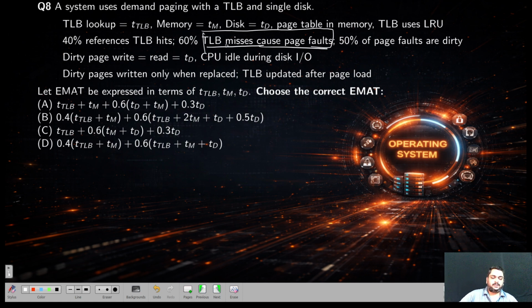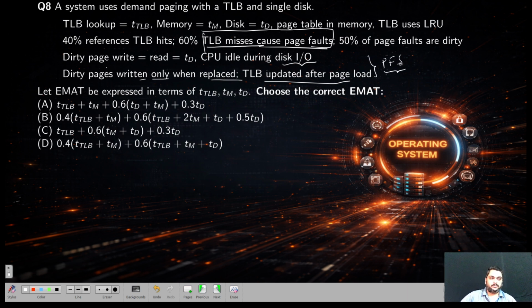Why? Because your usual formula assumes that not all TLB misses cause a page fault. But here they are mentioning that any TLB miss will definitely cause a page fault. That means the page is not present in the main memory, so you have to go to the disk. For that they have given the disk access time also, because it has to do the IO operation. And then they may also include whether the page is dirty. That means the page has been used by some other process or the same process, and then it has to be written back and then replaced, and then the TLB has to be updated. So this is the procedure of page fault service.